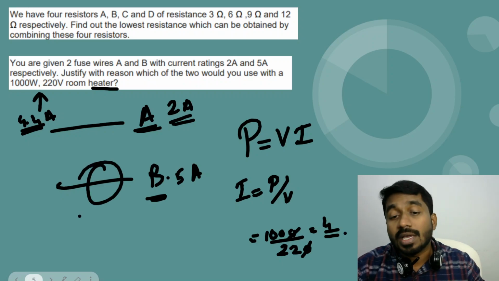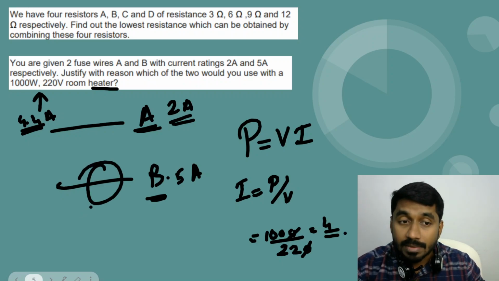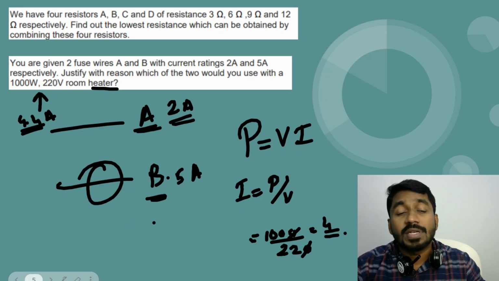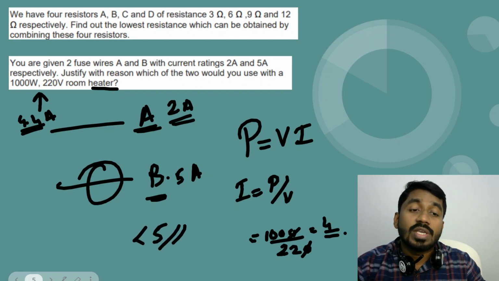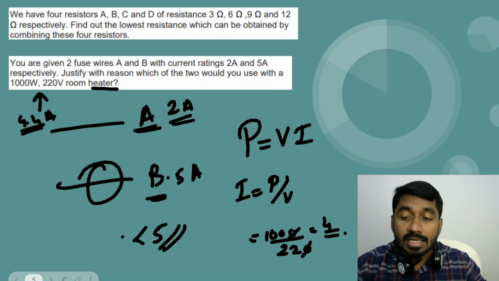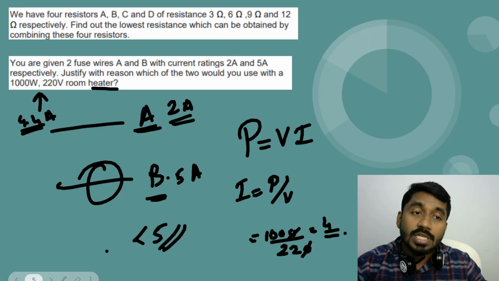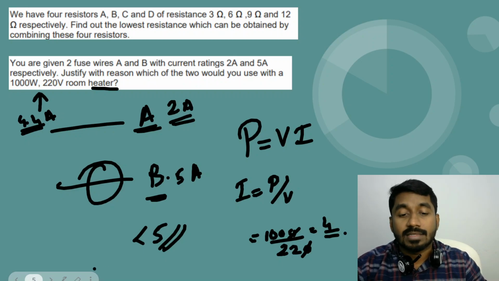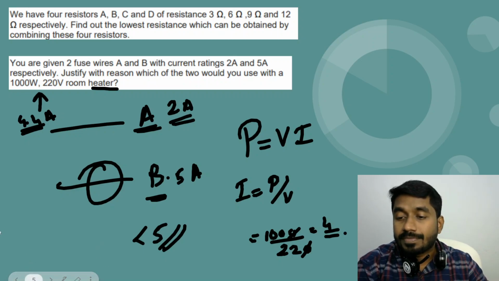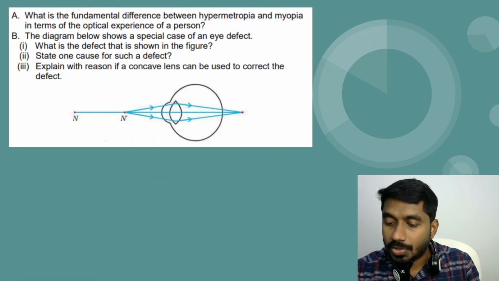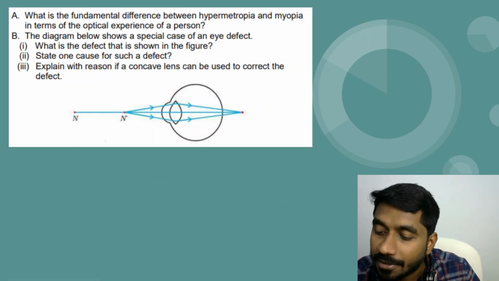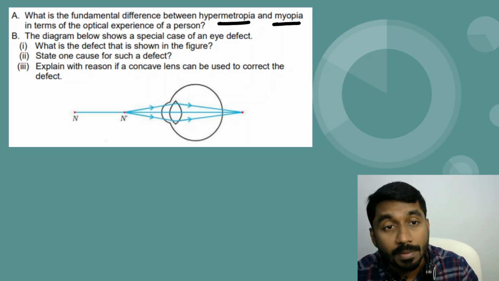I will use the 5 ampere wire. What is the reason? Because the current will be definitely less than 5. So we can use the fuse as option B as the answer. Understood? Okay. So this question, what is the fundamental difference between hypermetropia and myopia?